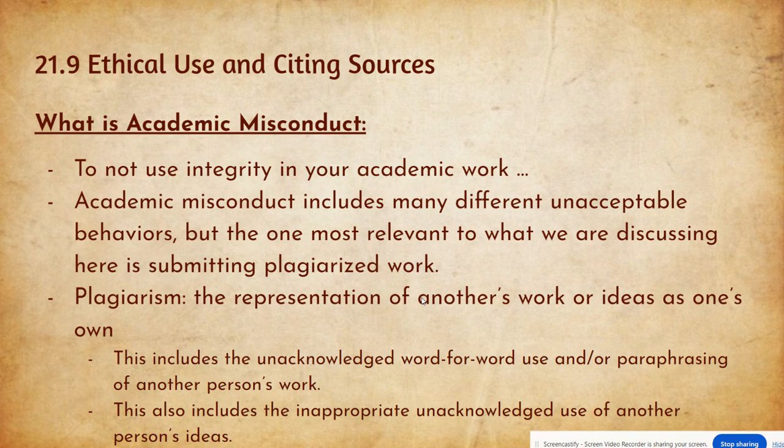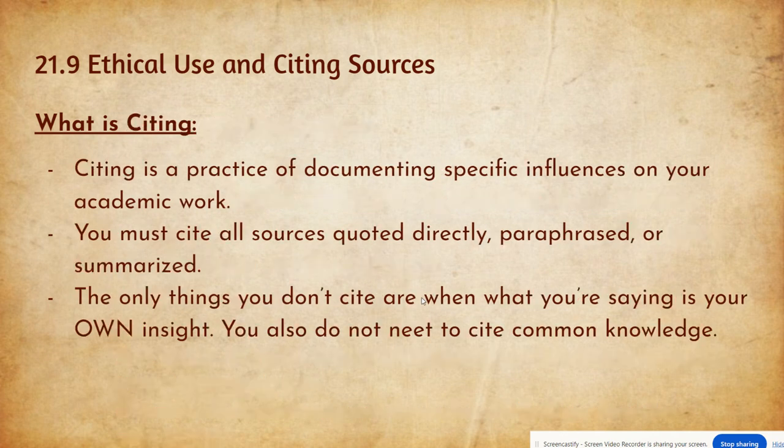When we talked about paraphrasing, we said that we have to cite our resource whenever we paraphrase, whenever we summarize, excuse me, whenever we quote. This also includes the inappropriate, unacknowledged use of another person's ideas. So anytime that you share work, that you copy somebody else's work, whether that's a peer or other academic work, scholarly work, it is plagiarism. Shared work will share zeros, just as a heads up.